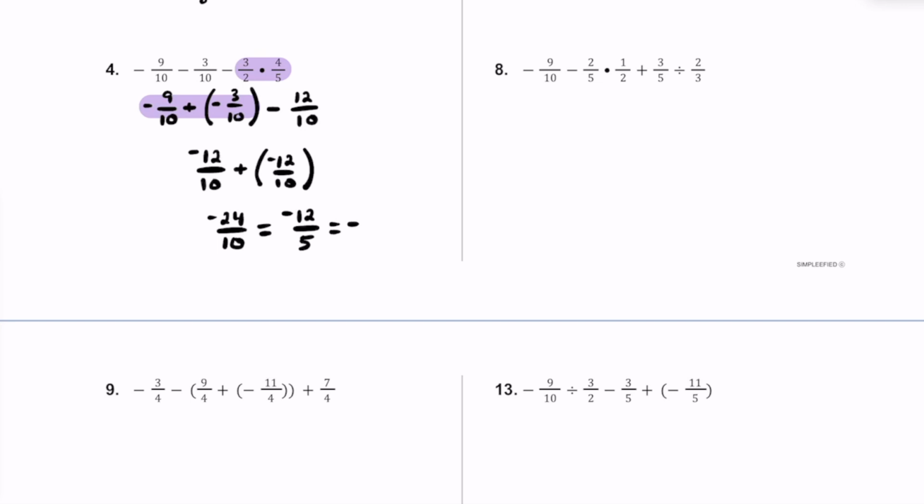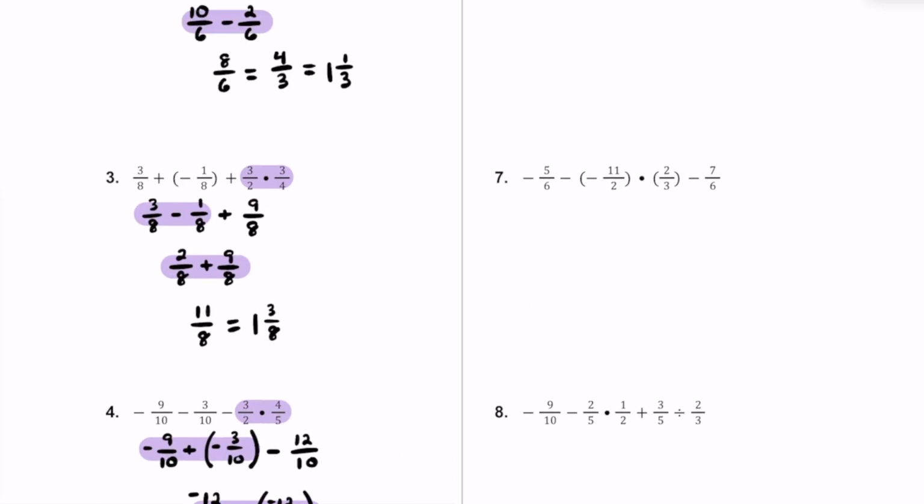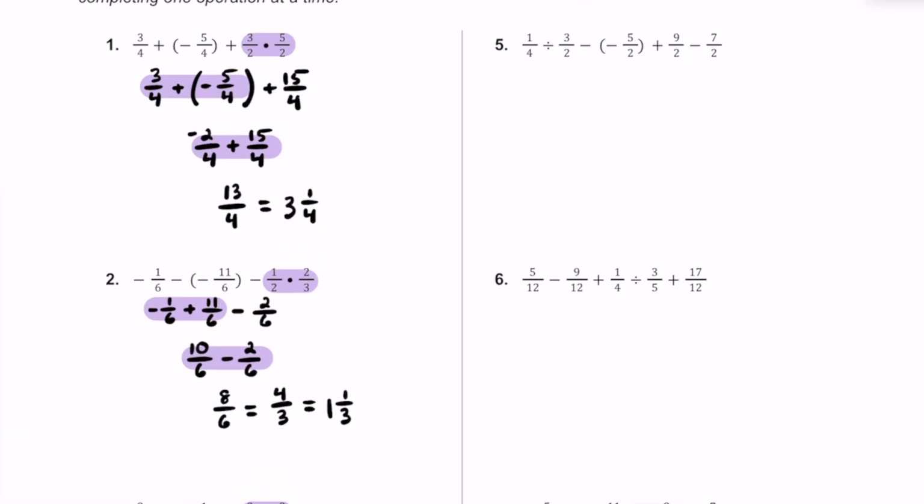And so you could write this as negative 12 over 5 as an improper fraction, or you can write negative 2 2/5 if you want to write it as a mixed number. Now I forgot to highlight it earlier, but after we did that addition problem, we really did the subtraction problem. I just rewrote it as an addition problem here. All right, let's try another.